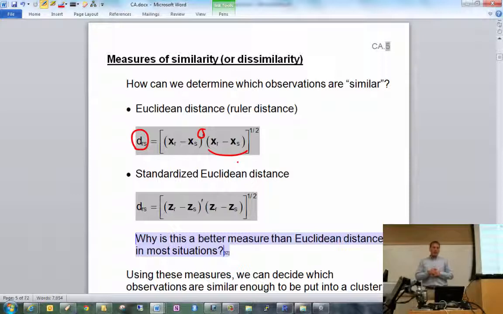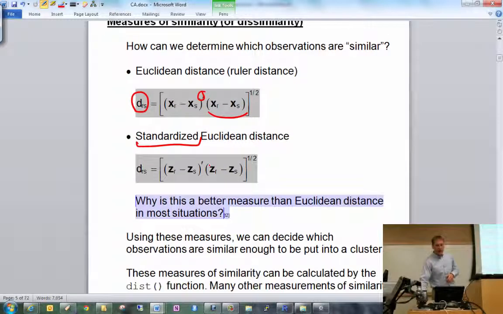Now there is a particular problem with using Euclidean distance, and that is, suppose you have observations measured in different units. We've seen this problem pop up in other places already. So instead, what will typically be done, not always, but typically, is use standardized Euclidean distance. In other words, in that d_rs equation, simply replace the x's with the z's.